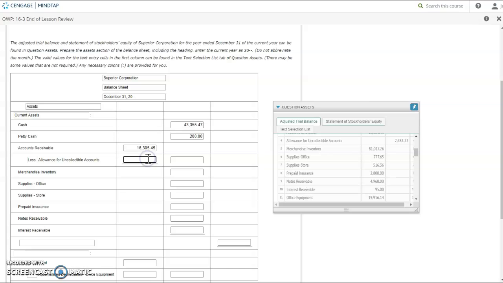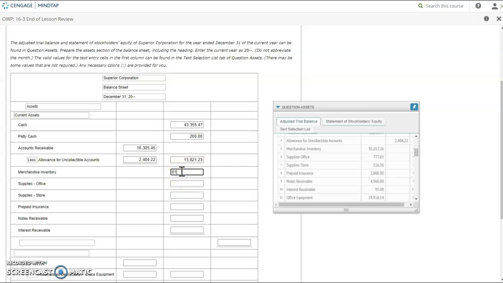Okay, and then we have our allowance balance of 2,484.22. And now we are going to subtract those two to find our book value of our accounts receivable. Okay, so that'll be 13,821.23.